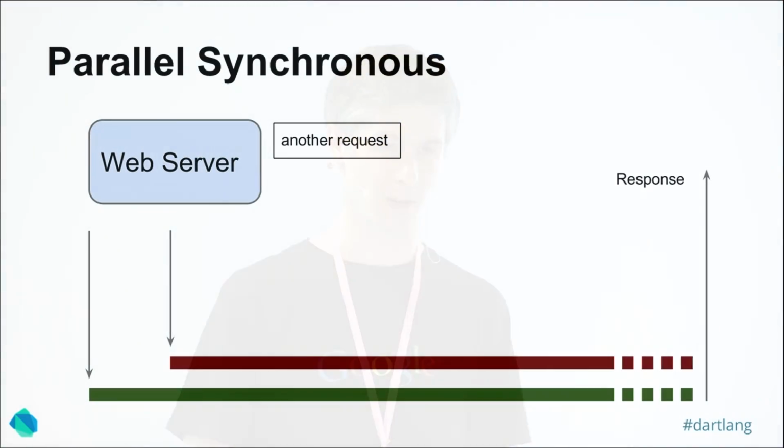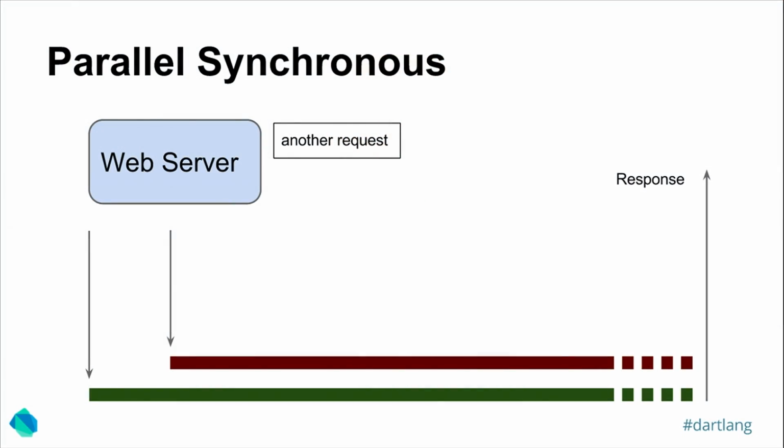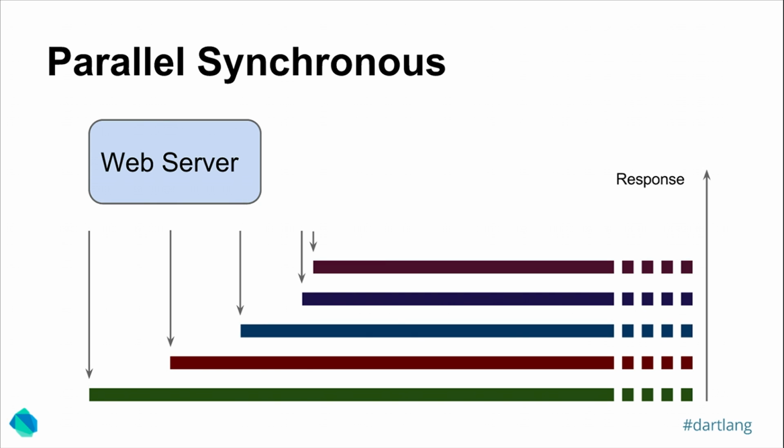Let's say you have a web server, and you get a request in. If you are in a parallel synchronous environment, what you can do is you spawn off a thread, then you handle the request, and at some point, when you're done, you have a reply, and you return that response. Now, if you get a second request in, you just do the same thing again. You spawn off a thread, you handle the request, and at some point you have a response. And you do that for all the requests that come in.